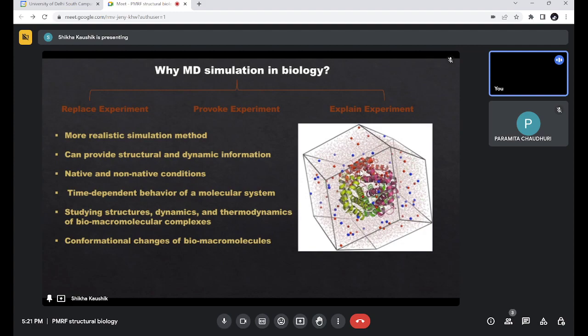But when you do molecular dynamic simulation, you don't have to perform experiment. You don't have to do something that may lead to a lot of money, a lot of reagent, and can have a failed result due to some human error. So it is actually replacing the experiment, and you can do these experiments on your screen. It provokes experiment. It definitely makes you more curious. It actually gives you so many information that you can think of what all can be done to understand this particular system. And definitely it explains experiment.